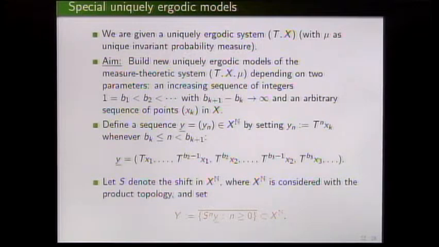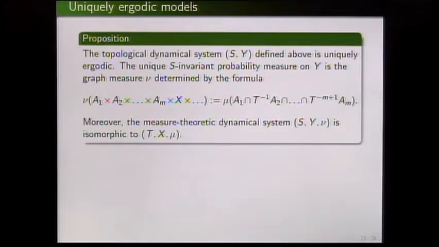Okay, so now how to cope with Theorem B. The idea is that I am in a uniquely ergodic system, but I cannot do much, for example with an irrational rotation. The idea is that if we have one uniquely ergodic model, we can build a family of uniquely ergodic models, having two parameters. These are increasing sequences of natural numbers, and then a choice of points.